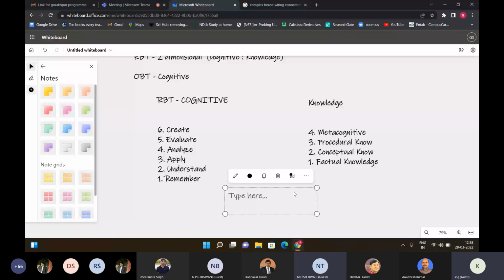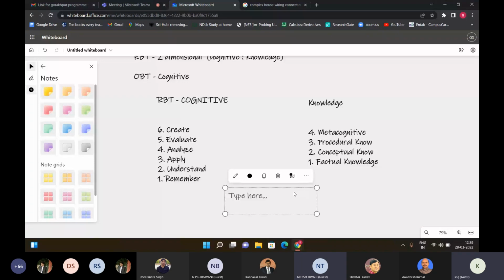So that remembrance can happen after understanding things. That remembrance can happen after applying things. And that remembrance can also happen after creating things and so on. So when I look at the first one, this remember level, most of the times it is the basic level of this cognitive dimension, and we often remember many things.